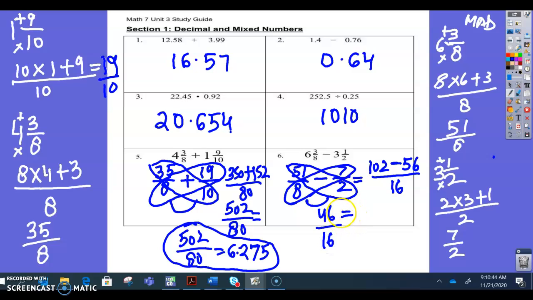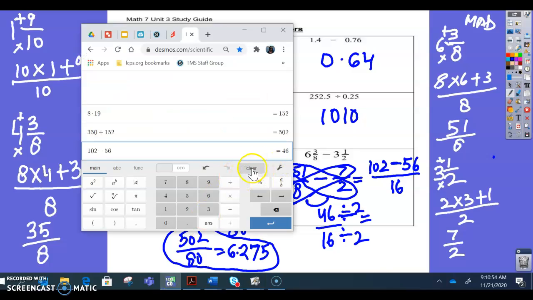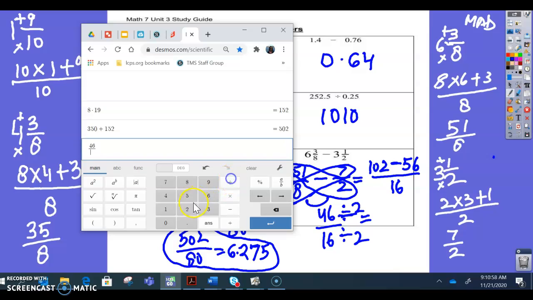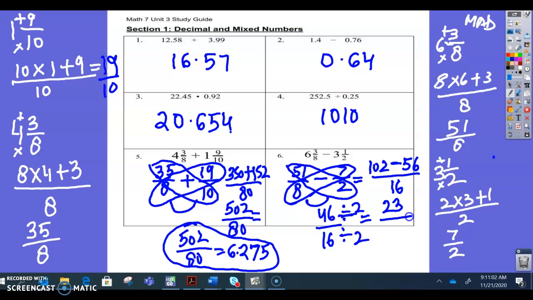These two can be simplified. I can divide by 2, and 46 divided by 2 would be, again, I will use my calculator, 46 divided by 2 is 23, and 16 divided by 2 is 8. I cannot further simplify this, so I'm just going to leave my answer as 23 over 8.